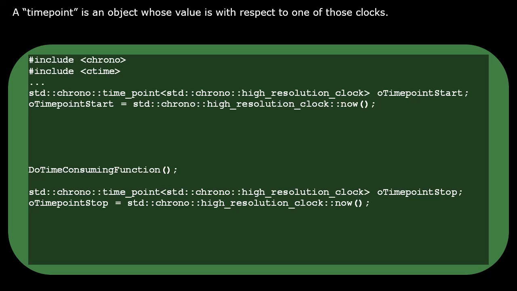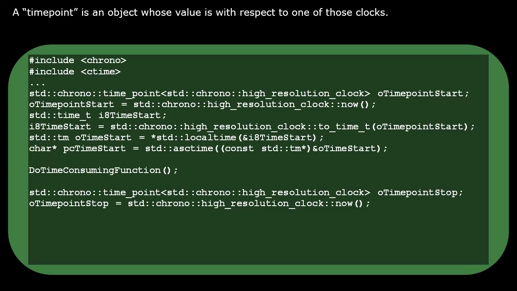A time point is a software object whose value is with respect to one of those clocks. The time point can be converted into a time structure, which our previous video showed can then be converted into a string.